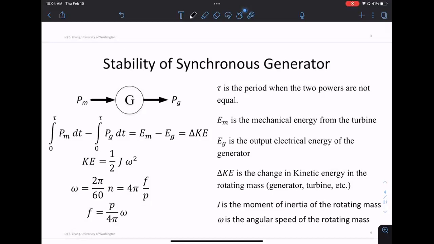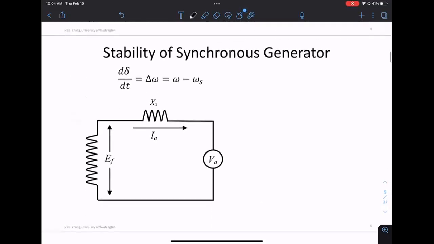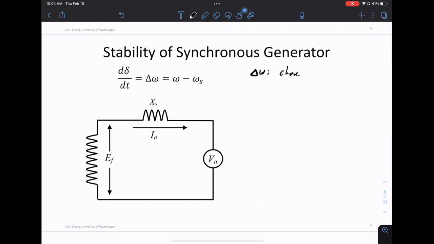So this is how it shows up. Then the way it shows up is, well, I have a changing omega. This is a change in the frequency. Okay, this is changing frequency. What does a changing frequency mean?